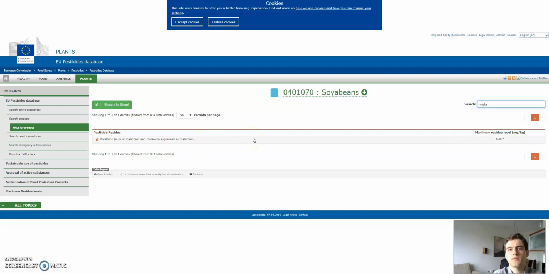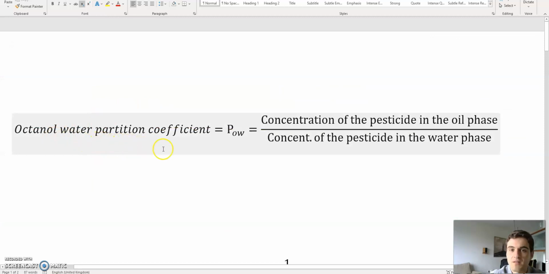So when you crush soybeans, you have a water phase and an oil phase. Some pesticides concentrate just in the oil phase, like the F ones. Others concentrate just in the water phase, and some others concentrate in both the water and the oil phase. And to measure this, we can make use of the octanol-water partition coefficient, also called POW, that measures the concentration of pesticide in the oil phase divided by the concentration of the pesticide in the water phase.